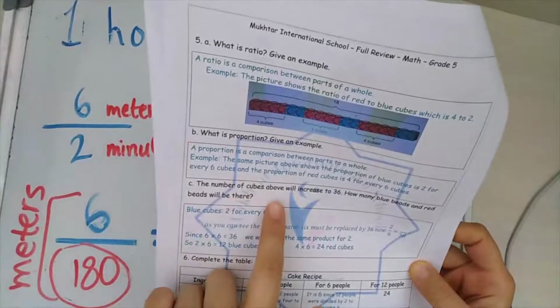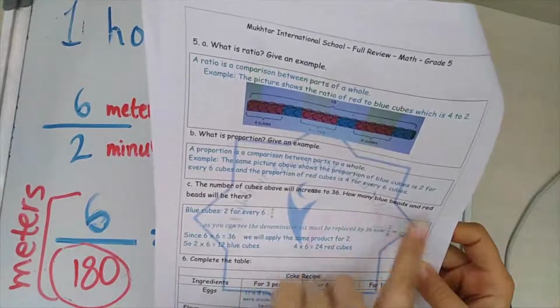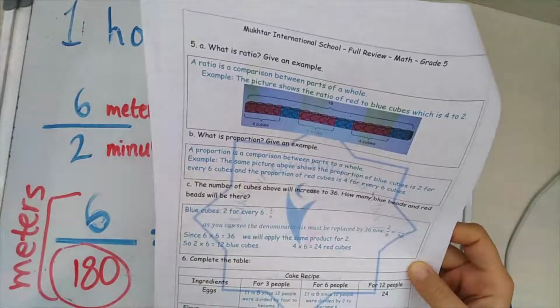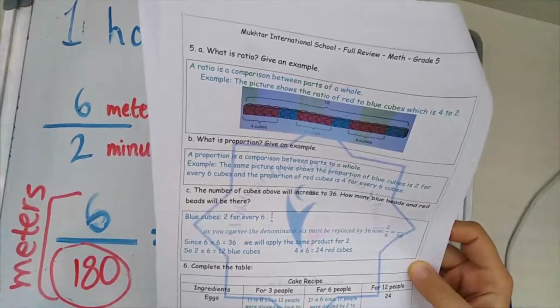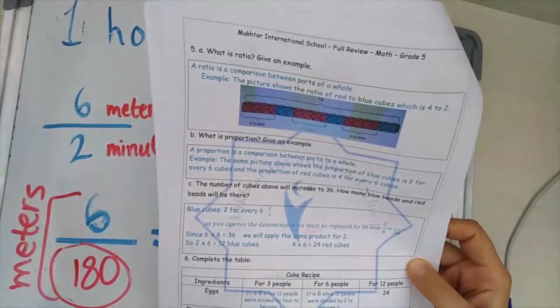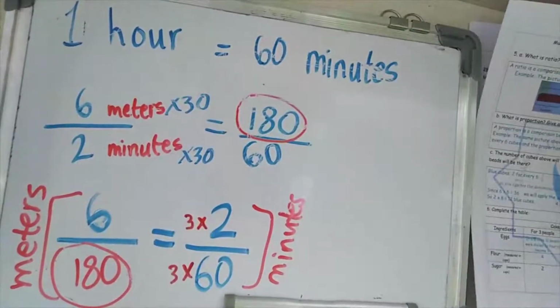The number of cubes above will increase to 36. How many blue cubes and how many red cubes will be there? Which above are we talking about? This picture up here. So let's draw the number of cubes I have.